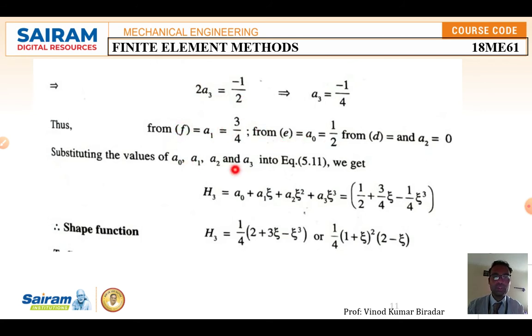Okay, these values are substituted in the h3 equation, that is the Hermite shape function. In this equation you have to substitute, and you are going to get the shape function h3 equal to 1 by 4 (2 plus 3 zeta minus zeta cube). Okay, this is the Hermite shape function.